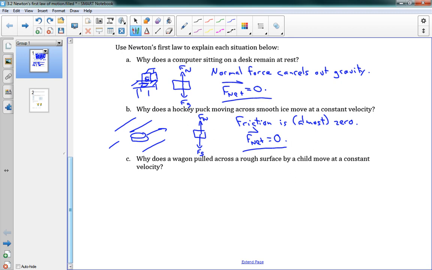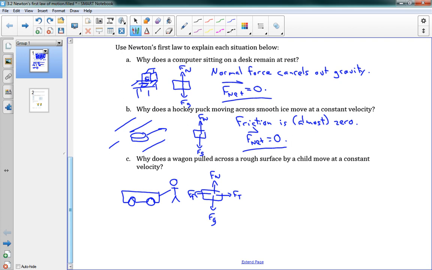Finally, why does a wagon pulled across a rough surface by a child move at constant velocity? So we'll draw our wagon here. And here's our child pulling our wagon. Well, if I draw this wagon's free body diagram here, it has gravity and it has normal force. It's got some tension or some applied force, and it's got friction.